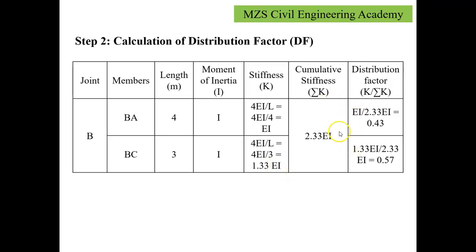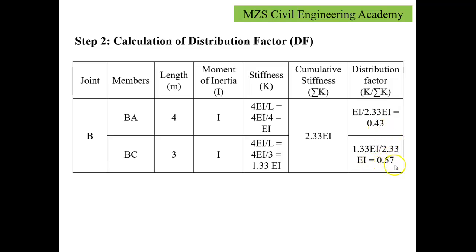If I take the joint stiffness here, it will be the summation of the stiffness of the two members, which works out to be 2.33 EI. The distribution factor is the ratio of the individual absolute stiffness versus the joint stiffness. We can say it is EI divided by 2.33 EI, which works out to be 0.43. Whereas for the member BC, it will be 1.33 EI divided by 2.33 EI, which comes to be 0.57.